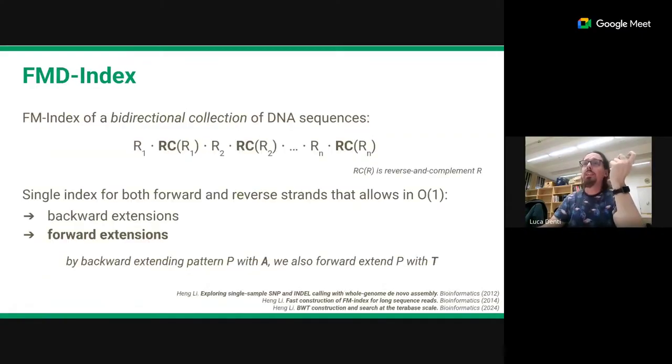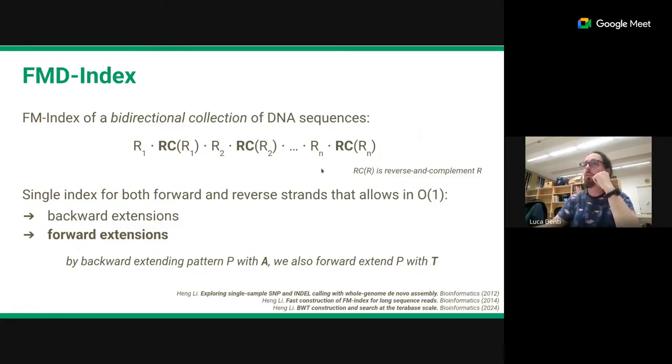An FMD index is the FM index of a bidirectional collection of DNA sequences. I take all my sequences, like R1, R2, Rn, and concatenate them with their reverse complements. Then I can build a single index for both forward and reverse strands. This index allows, in constant time, backward extension and forward extension. It keeps the same time complexity as the FM index, but in constant time you can also forward extend your query, by backward extending. This is the main message of one of these papers.